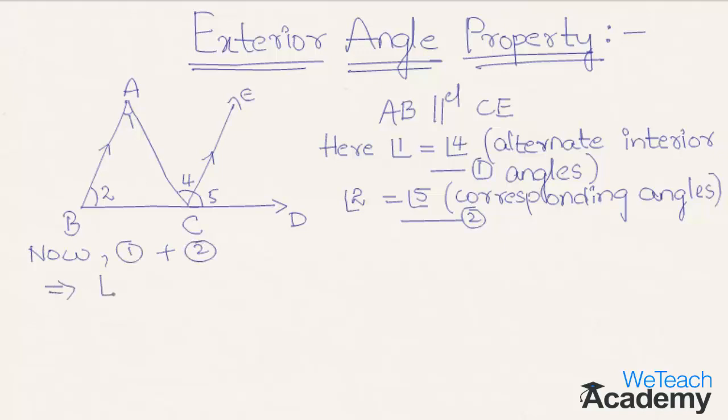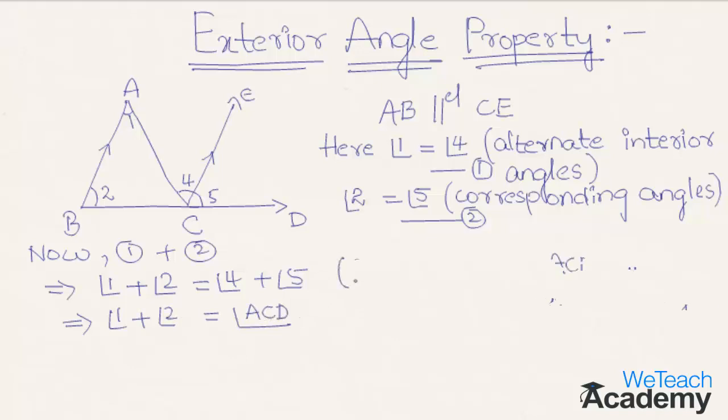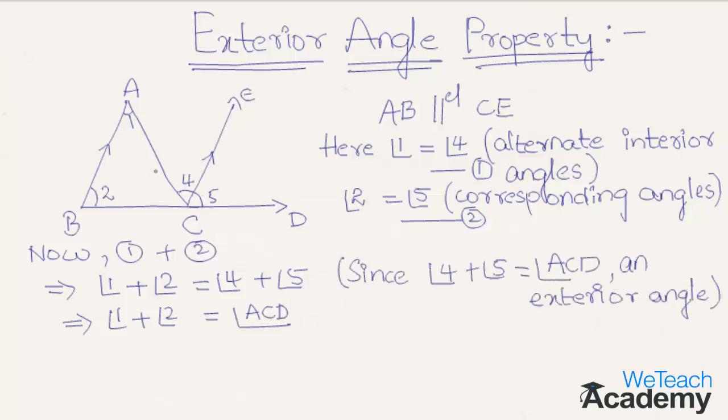Now we get angle 1 plus angle 2 on the left hand side, which is equal to angle 4 plus angle 5 on the right hand side. That implies angle 1 plus angle 2 is equal to angle ACD. By observing the diagram, it is clear that angle 4 plus angle 5 is equal to angle ACD, which is an exterior angle. So hence we can say that exterior angle is equal to the sum of interior opposite angles.